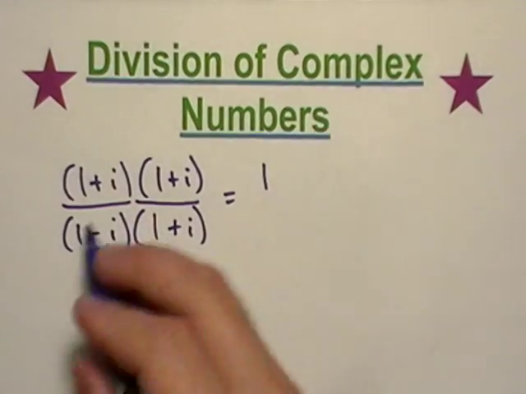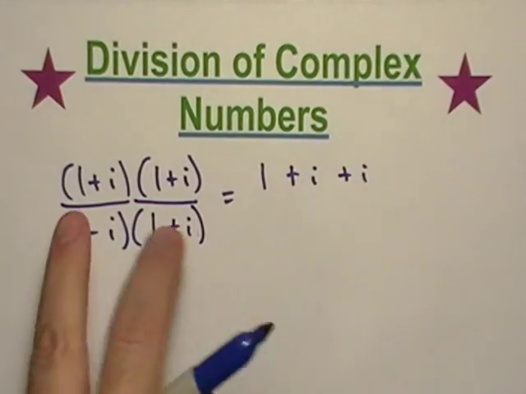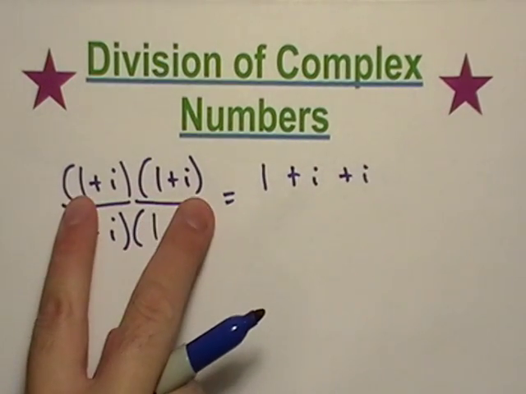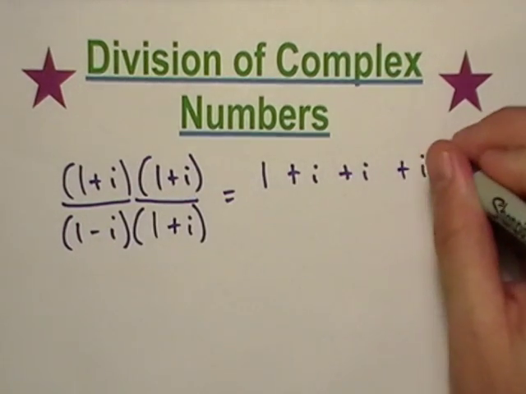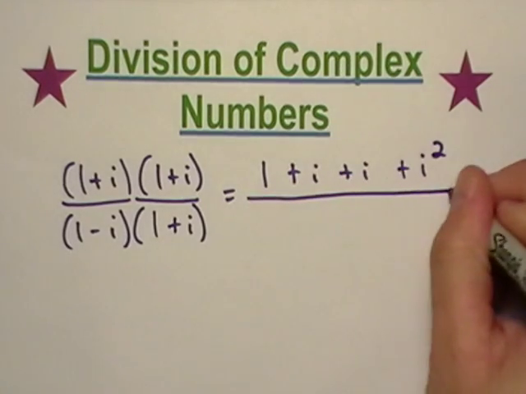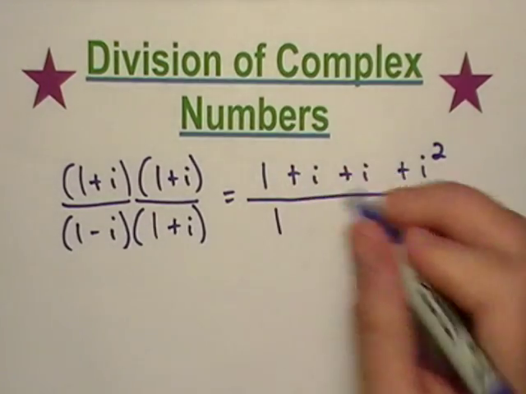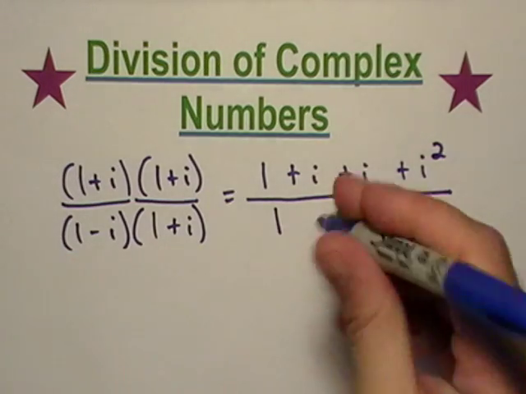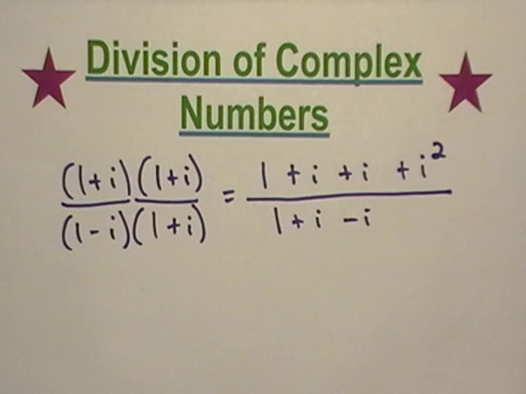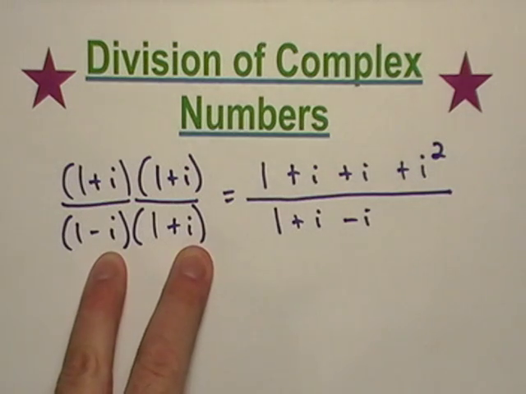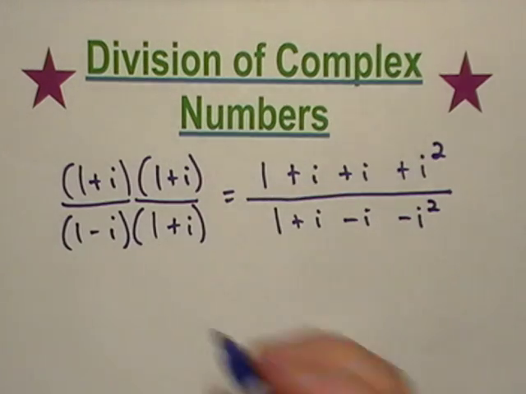So what do we get? We get 1 plus i plus i. See, I did first, then I did the outside, then I did the inner term. Now I'm going to do my last term, i squared. Okay, now I'm just going to FOIL all over again. I'm going to do my first term, then my outside term, then my inner term, now I'm going to do the last term.